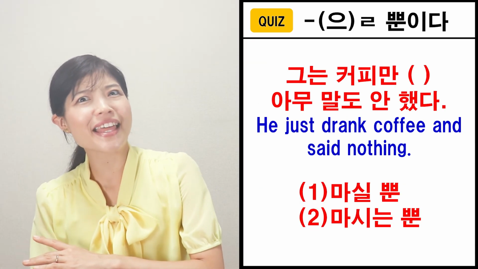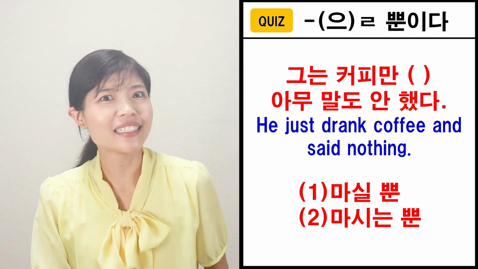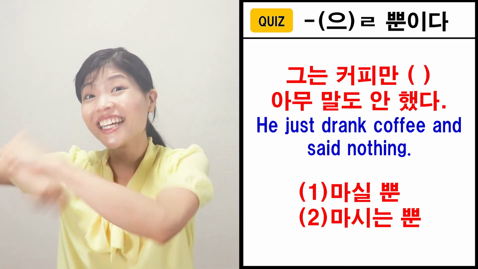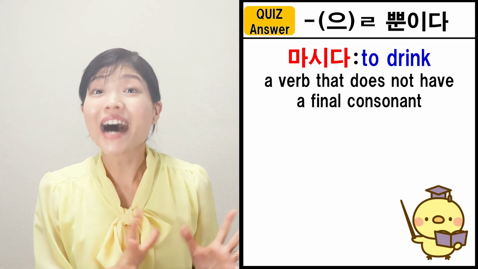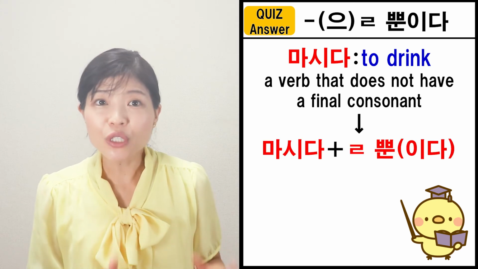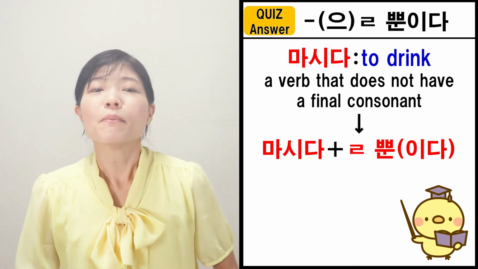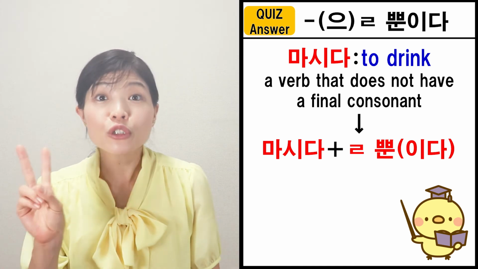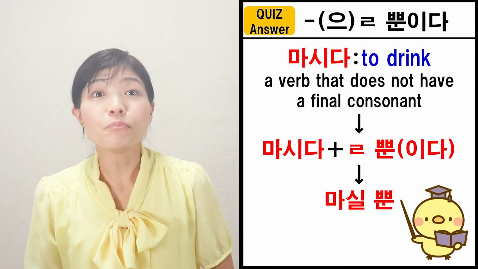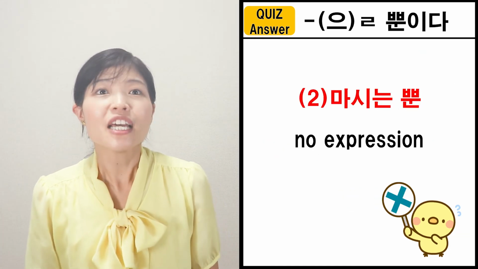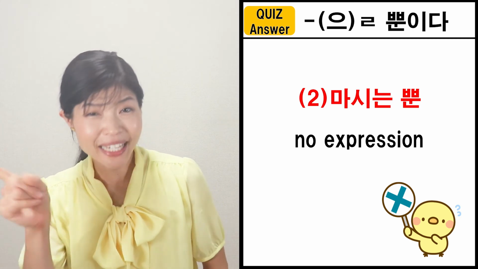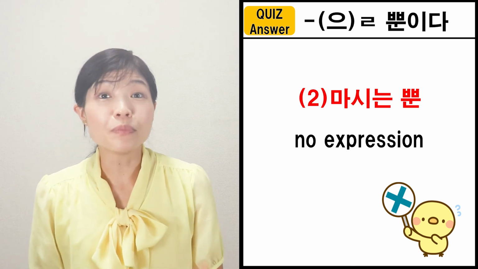Wow, if you meet this kind of guy on a blind date, it is going to be so awkward, right? Anyway, the correct answer is number 1. 마시다, to drink, is a verb that does not have a final consonant. So you can attach the 을 뿐이다. But here, since you want to connect 2 parts of a sentence, you will attach the 을 뿐 to make 마실 뿐. Number 2 is incorrect because there is no expression like 마시는 뿐. So please be careful. It is always 리을 뿐.